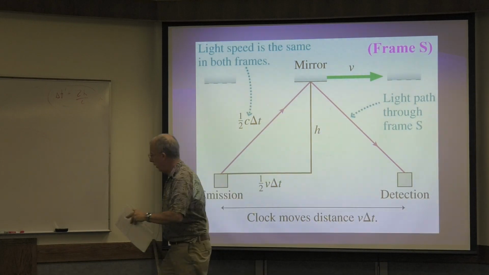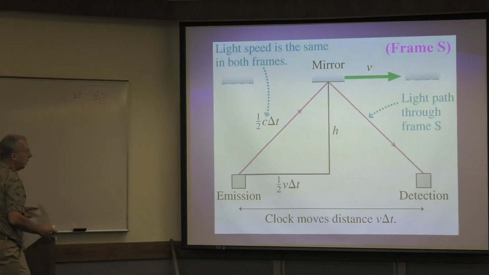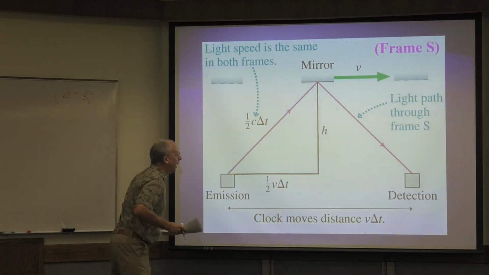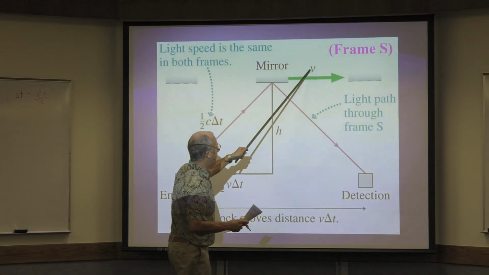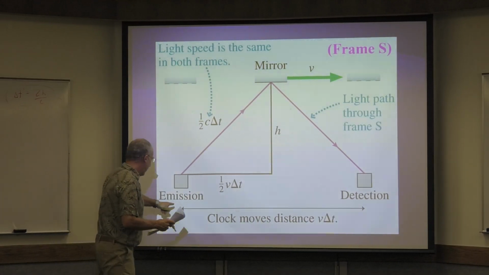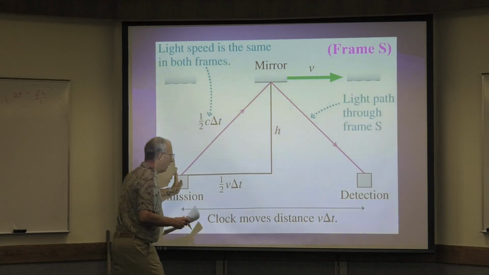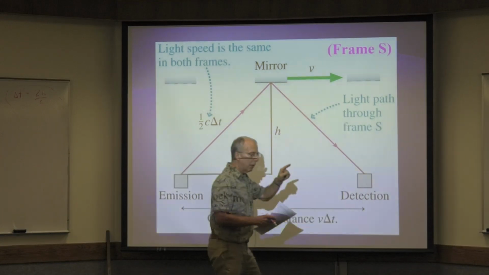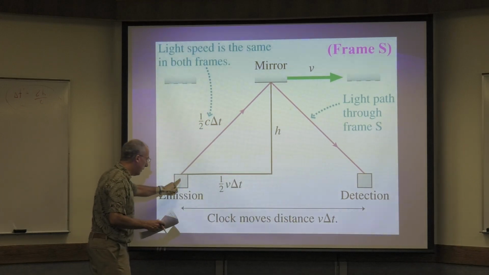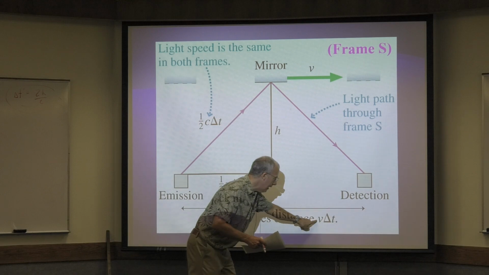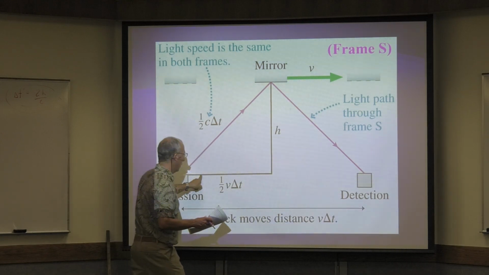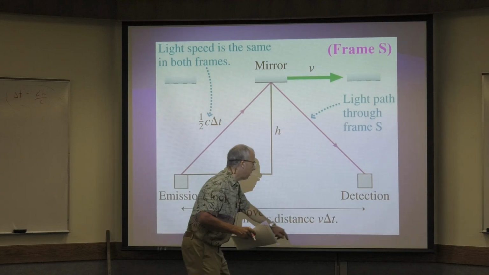Well, okay. So we've got to get an equation. Well, we can do it. Now remember, the rocket ship is moving to the right with speed v. And we're saying the time from here to here is delta t. So this distance, the clock moves a distance v delta t. Distance equals speed times time. So this distance here is v delta t.